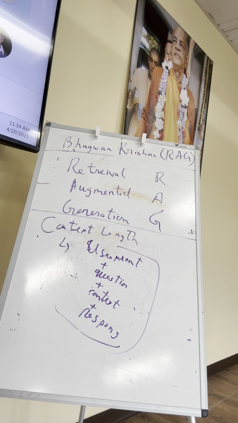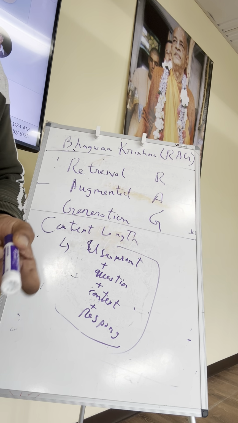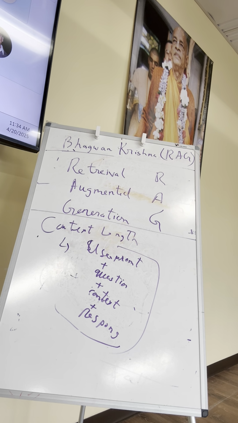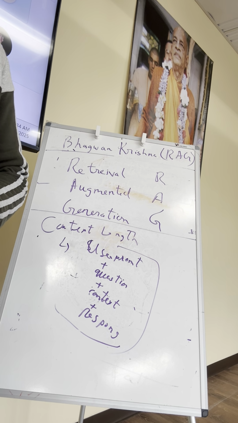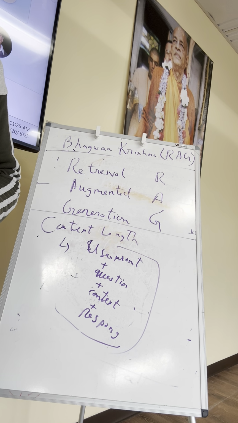128K tokens in words. It is 96,000 words. Now you can convert it into... 96,000 words? Yeah. But 4 tokens is 1 word, so you have to divide by 4. So it will be less than that.